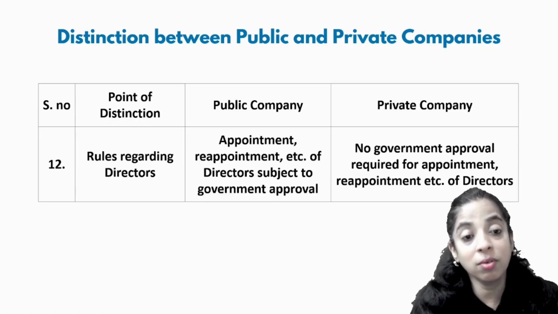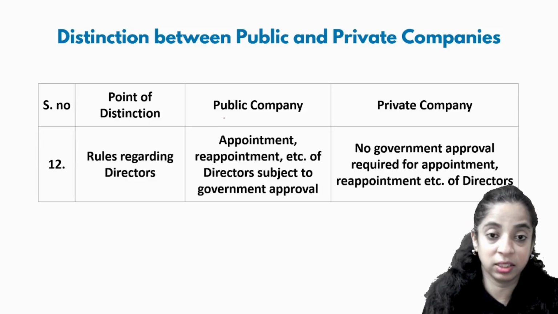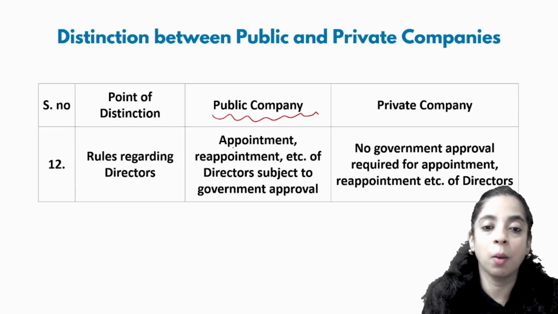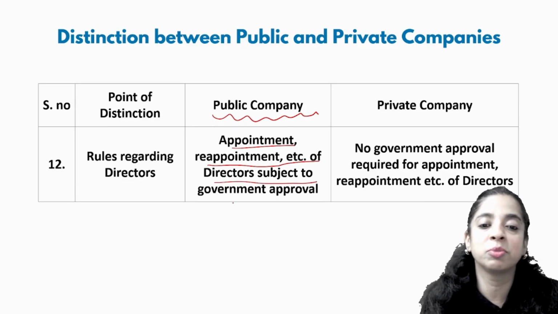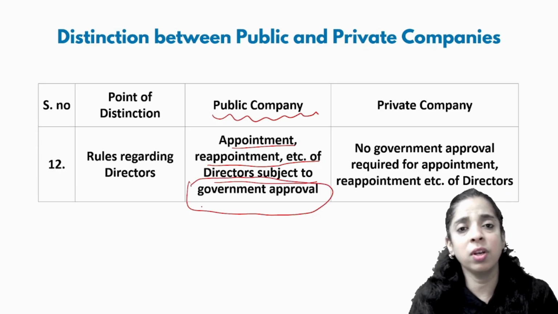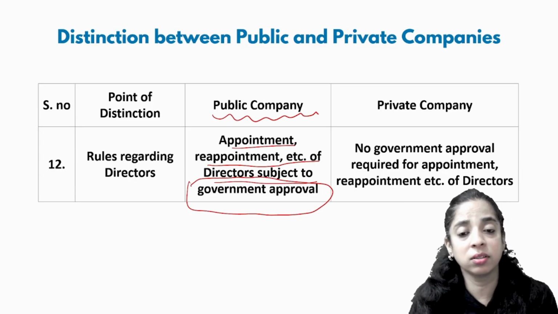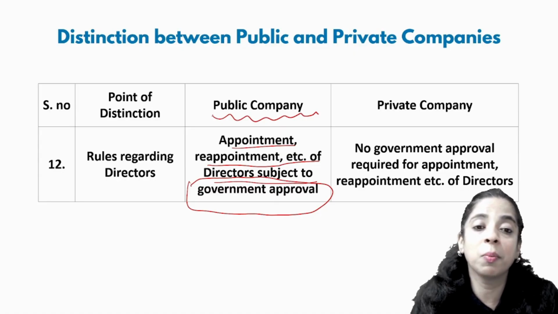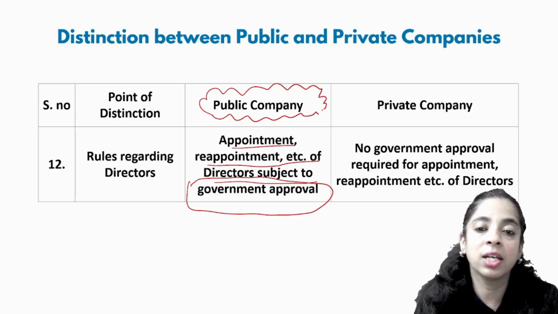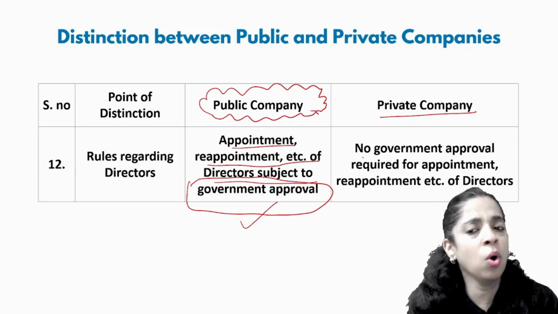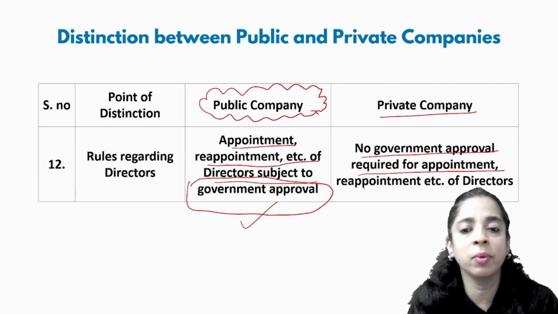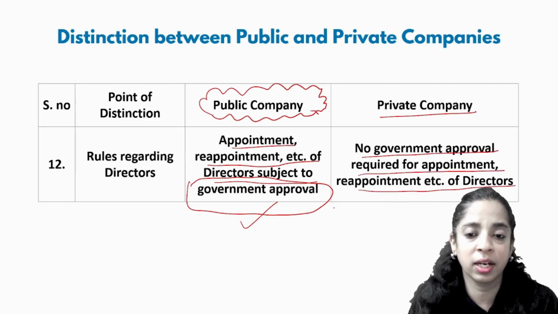Now when we talk about directors, the rules regarding the directors. In a public company, appointment, reappointment, etc. of the directors is subject to government approval. So when we want to appoint or reappoint directors, since it is a public company, it has to be government approved. Now in a private company, no government approval is required for appointment or reappointment, etc. of directors.